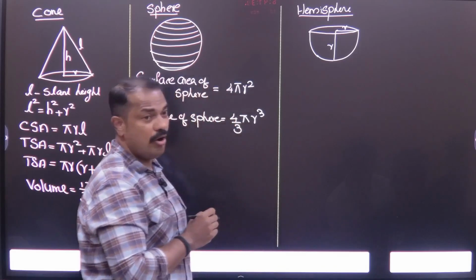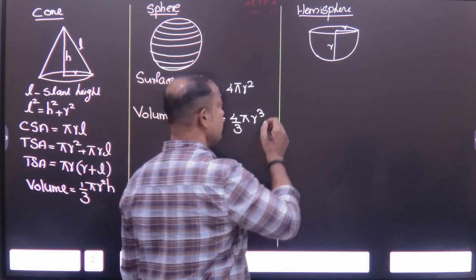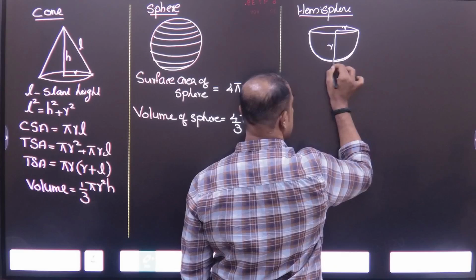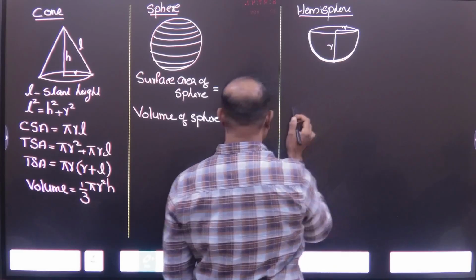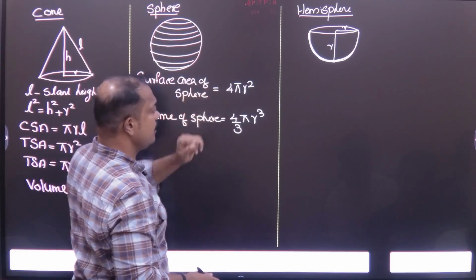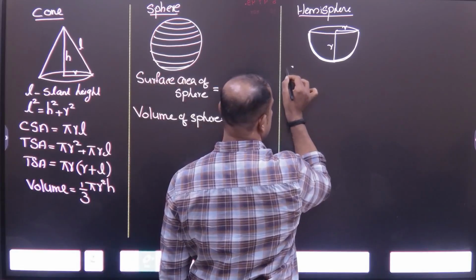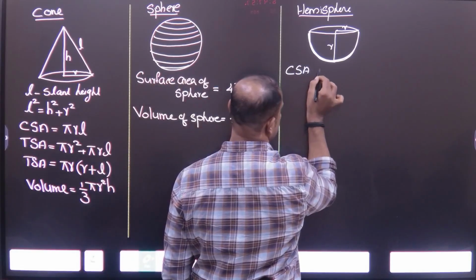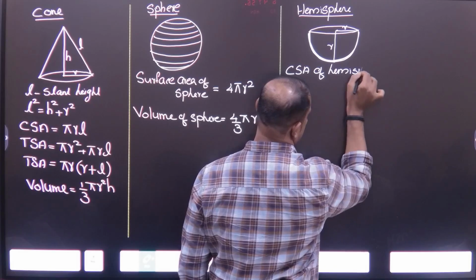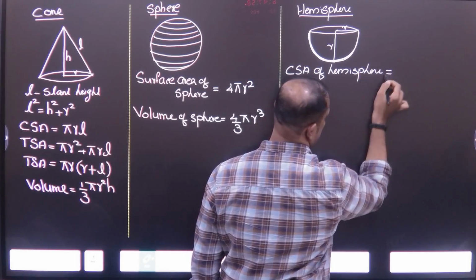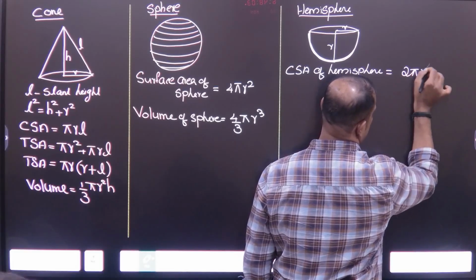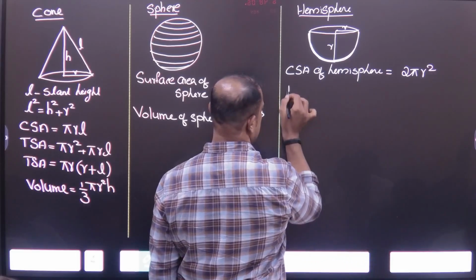अब बताओ, इसमें CSA और TSA अलग अलग होते हैं. CSA में सिर्फ ऊपर वाला part include है. देखो ये CSA होता है, मैं dark कर रहा हूं. This is half of the sphere. So what is the CSA of the hemisphere? CSA of hemisphere is equal to 2 pi r square.